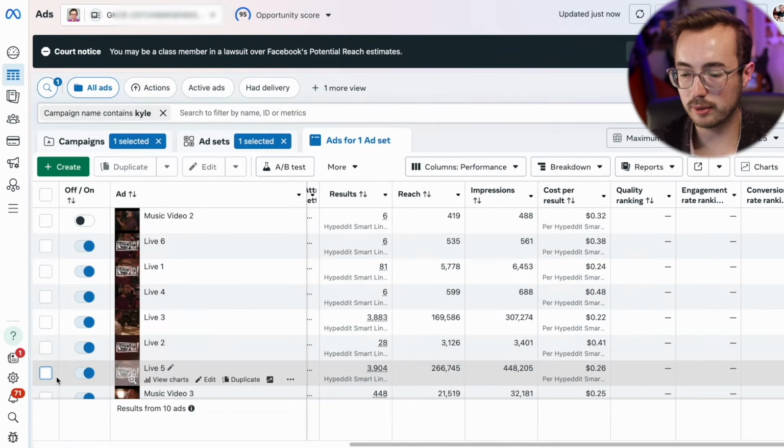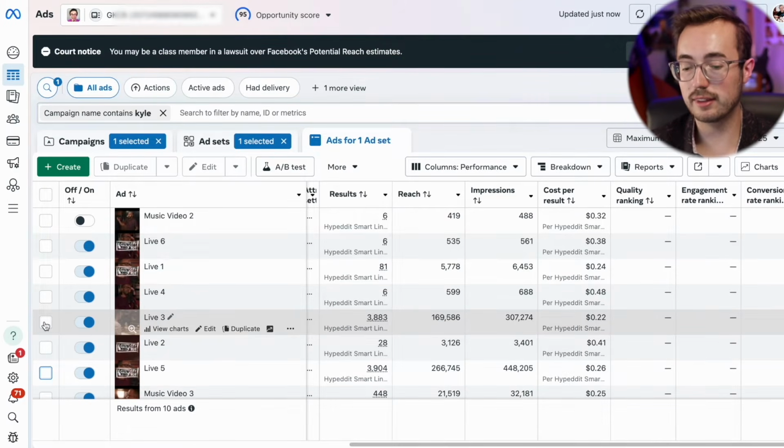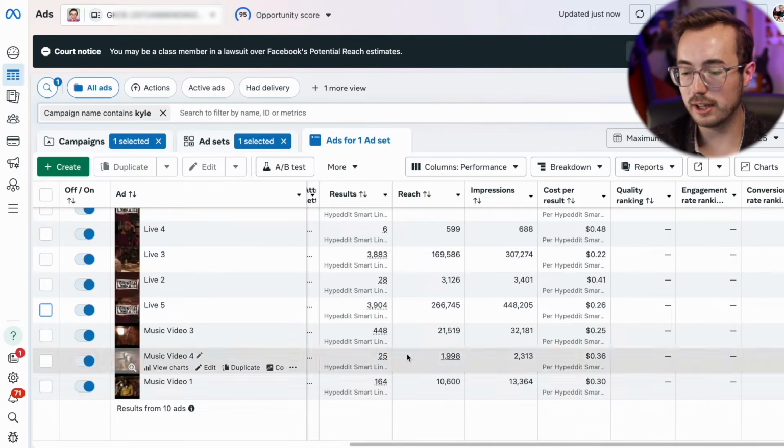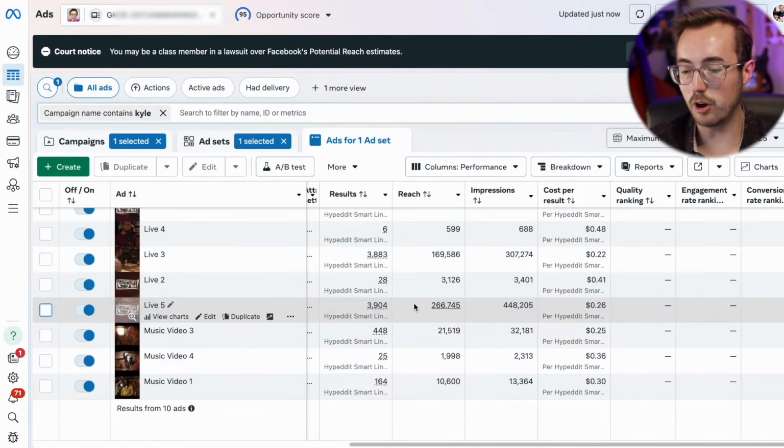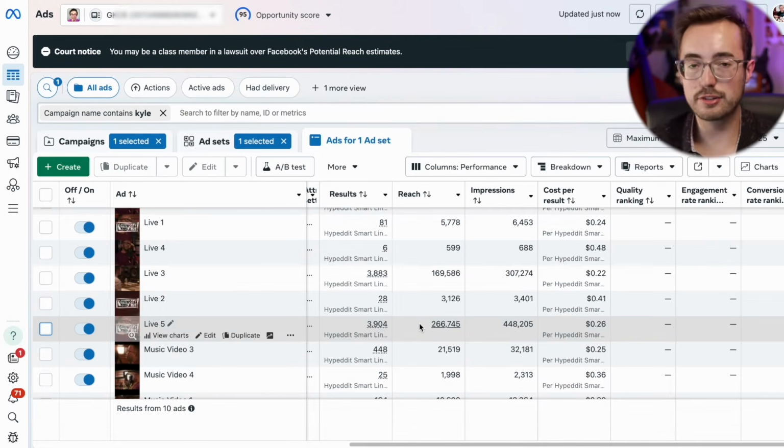And in particular, it was live video number 5 that did the best. And then the second one was also another clip from the live performance video. And it's not even close between the two of them. Those had almost all of the results that we saw in this ad set. Very interesting to see that the video that was maybe less produced, less polished, was the one that really engaged with listeners. And I think that kind of speaks to what people are looking for out of this genre.